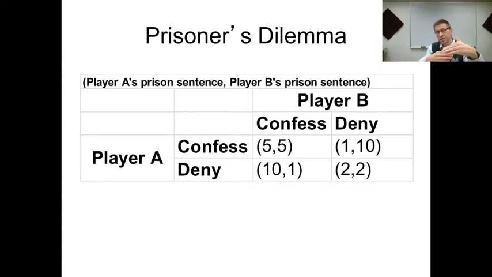Now if you put deny at top and confess on the bottom, that's perfectly fine. You should end up with the payoff matrix where the numbers will be in different spots, but the construction of where things should be is the same. When they both confess, it should be both 5. When they both deny, that should be both 2. The one who confesses against somebody who denies, the confessor gets 1 and the denier gets 10.